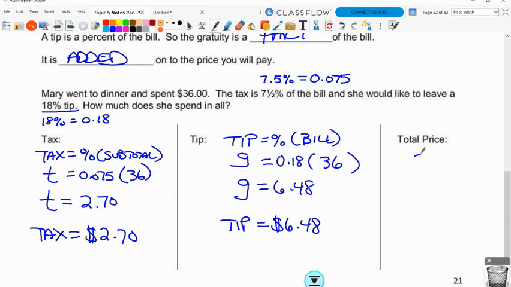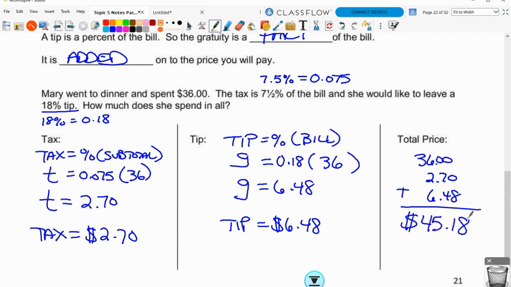Now that we know the tax and we know the tip, we can get the total price by adding everything together. So her bill was $36, and the tax was $2.70, and the tip was $6.48. We're going to add those three numbers together, and that's going to give us a total cost of $45.18. So that's the total amount that Mary spent in all. Okay, so remember, for tax and tip, you're calculating both of those amounts off of the $36 original bill. Do not add the tax before you calculate the tip, otherwise you won't get the total price correct.